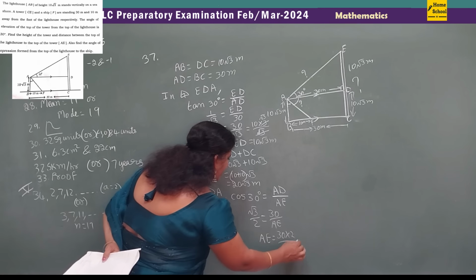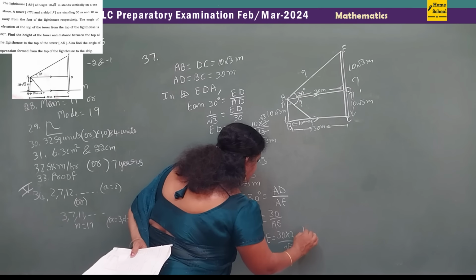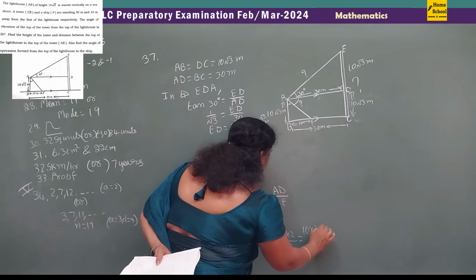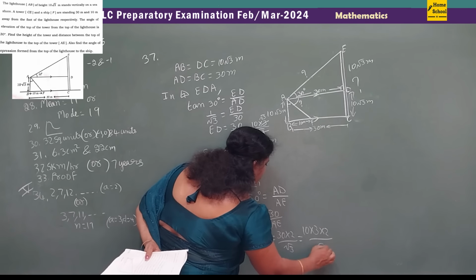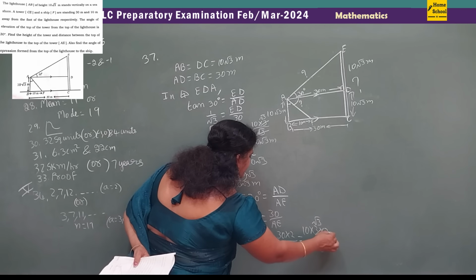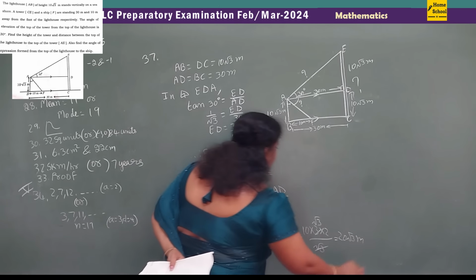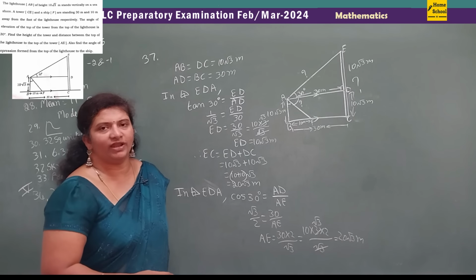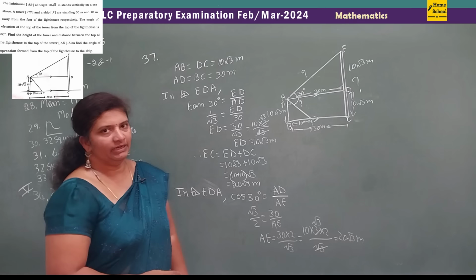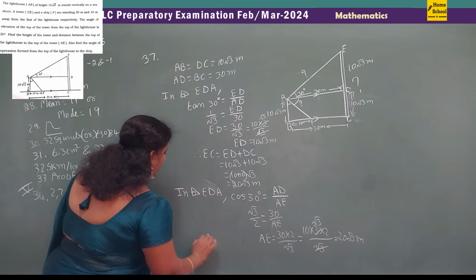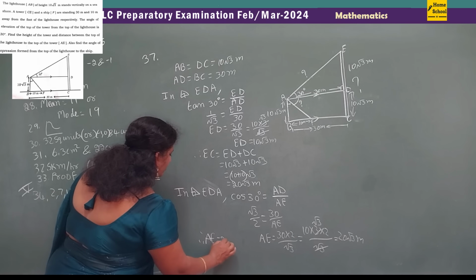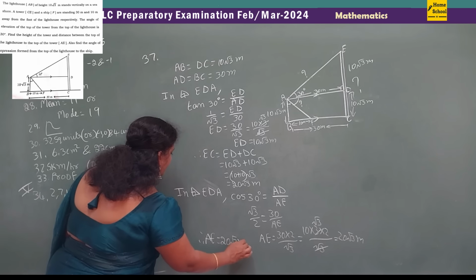Now root 3, 30 I can write it as 10 threes into 2 and you can cancel root 3. Root 3 times, that is 10 into 2, 20. 20 root 3 meters is the distance between the top of lighthouse and top of the tower. Therefore, AE is equal to 20 root 3 meters.